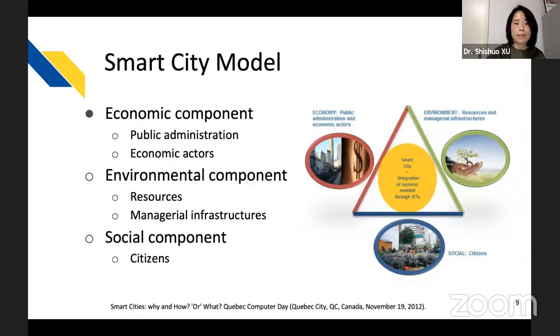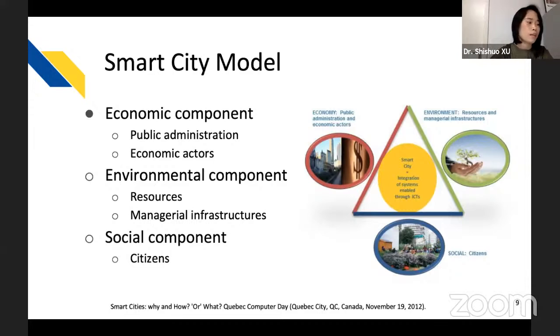The second component comes from the environment. It mainly includes the resources and the managerial infrastructures. This component covers environmental actors, including water, air, energy, and waste. And the third component comes from social science. It's called the social component. It is mainly composed of the citizens and covers community life, urban mediation, social innovation, human skill cities, civic participation, and so on.